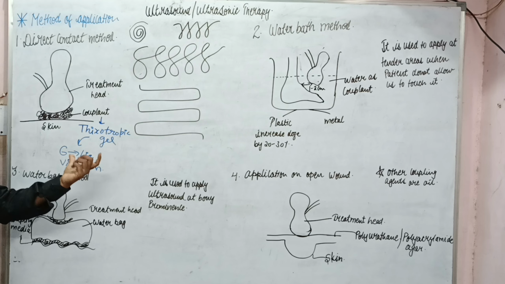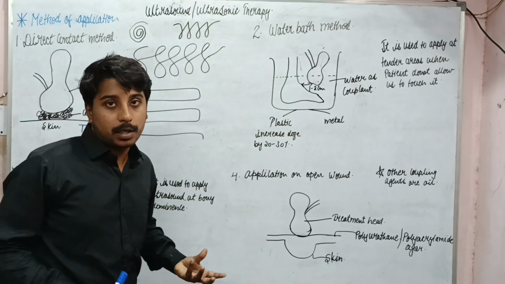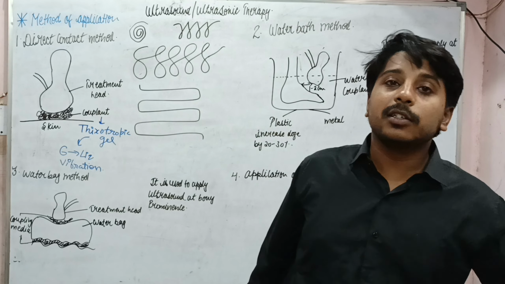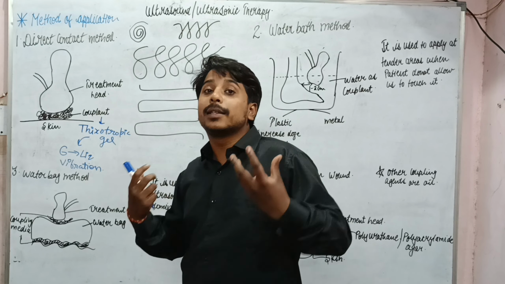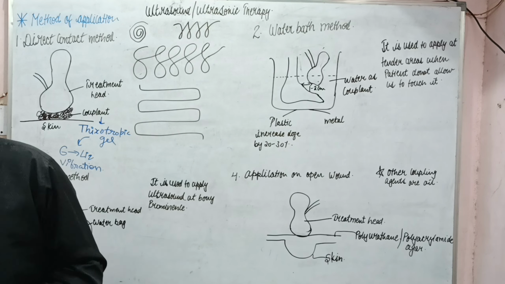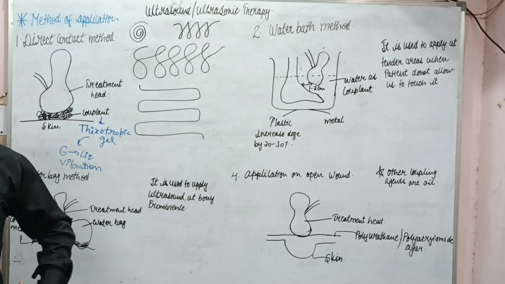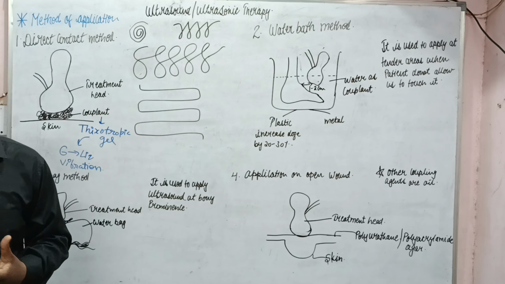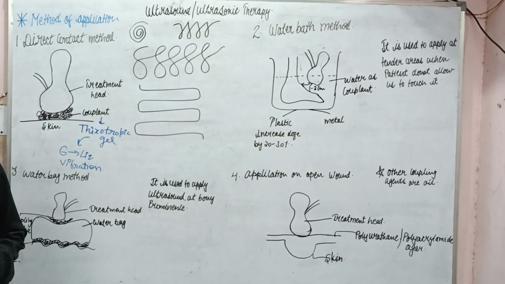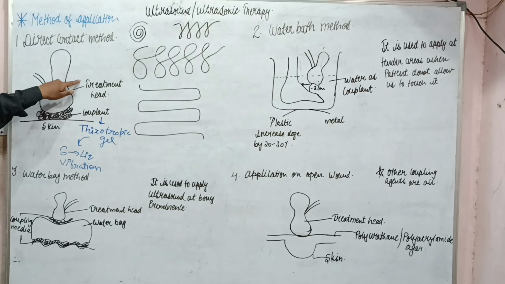So you can be asked which type of gel is used. You need to answer the thixotropic gel. And what is the property of thixotropic gel? A thixotropic gel is a type of gel which is semi-solid, that is, jelly-like consistency, and it gets converted into liquid form when vibration is applied. Okay, so this is the treatment head, then couplant, and then skin.